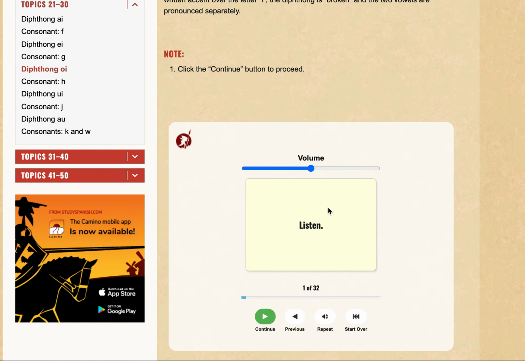Listen to the following words. They all contain the OI diphthong. Oi. Oi. So, this sounds more like an I towards the end, right? It doesn't sound to me like OY in the word boy, right?